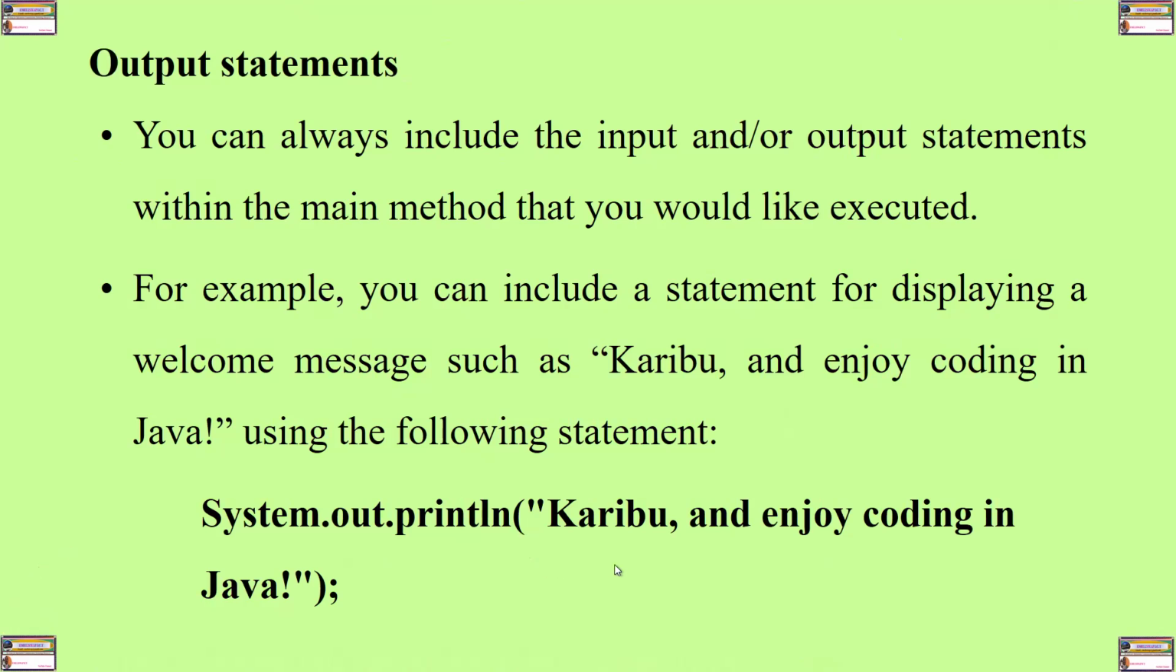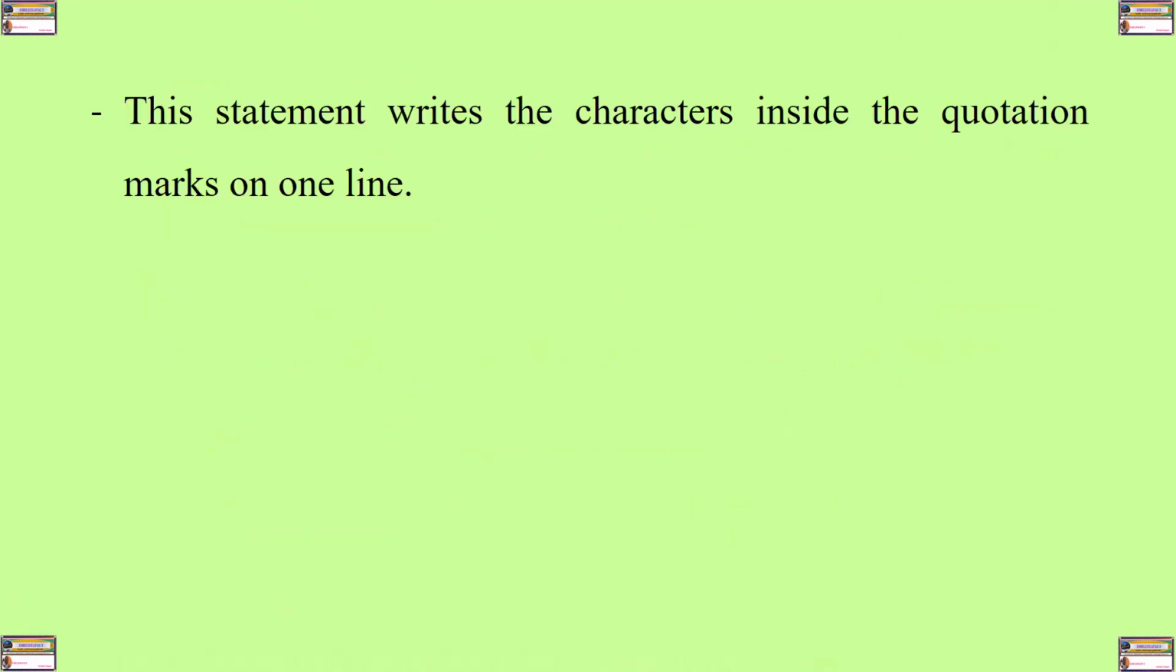It's important to note the syntax for the output statement, which is System, with the first letter S in capital. So it is System.out.println, and the statement is terminated with a semicolon. This statement writes the characters inside the quotation marks on one line.